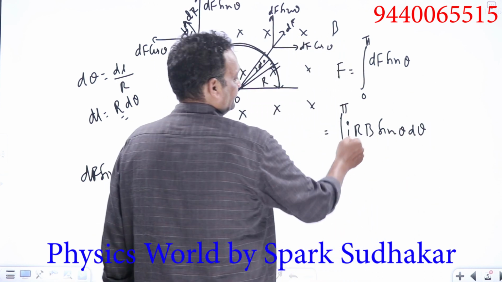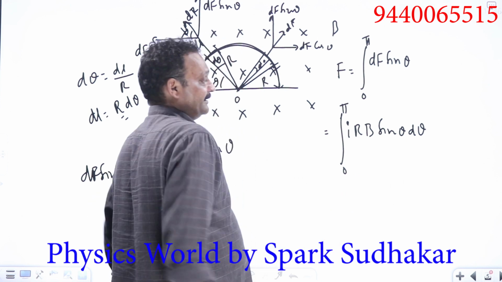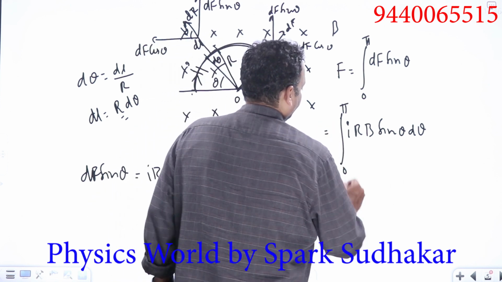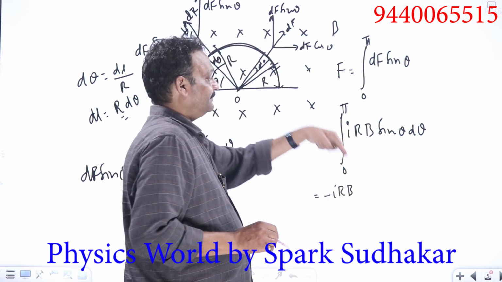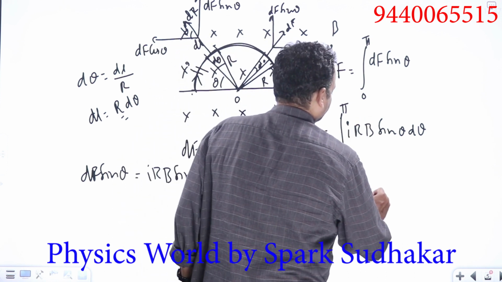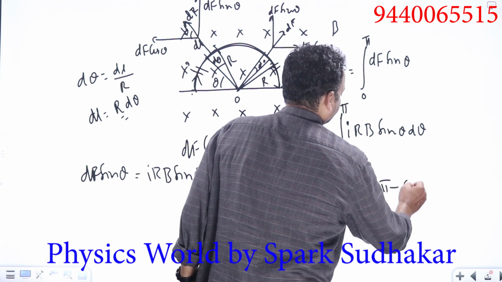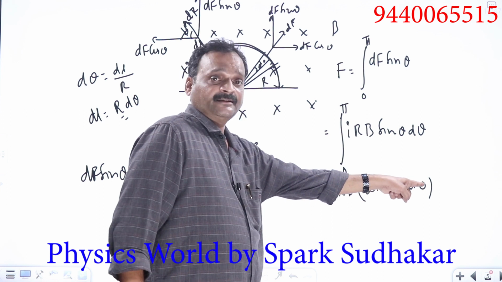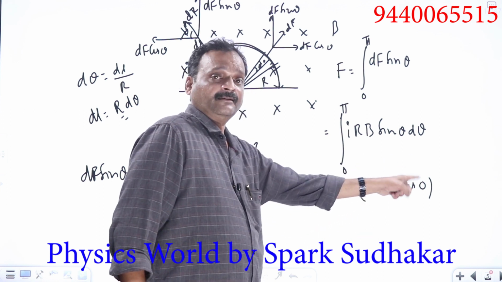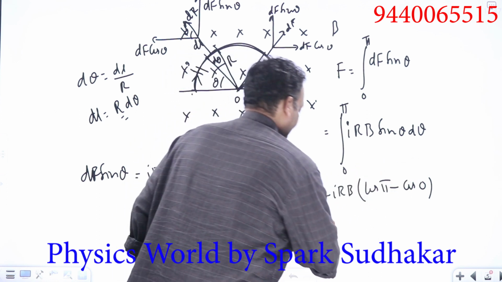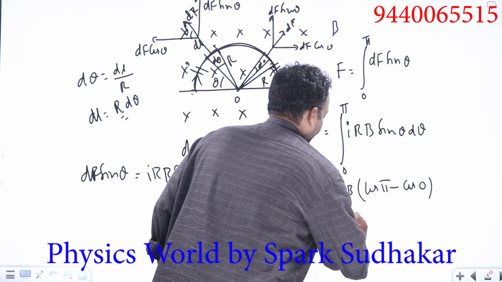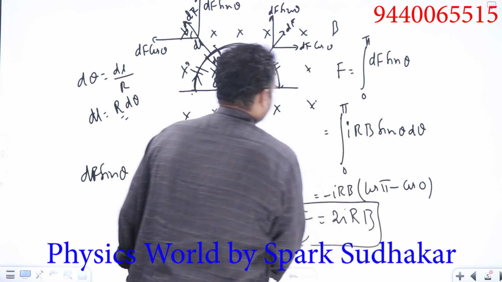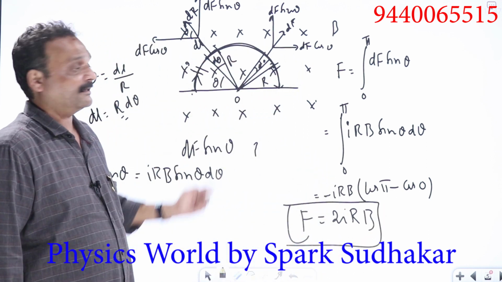the integral from 0 to pi of I R B sin theta d theta. Now I R B comes out, the integral of sin theta d theta is minus cos theta, so that is minus I R B cos theta from 0 to pi, that is cos pi minus cos 0. Cos pi is -1, cos 0 is 1, so -1 minus 1 is -2. Minus of minus will be plus. This is simply 2IRB. This is the resultant force on that semicircular segment of current wire placed in a uniform magnetic field.